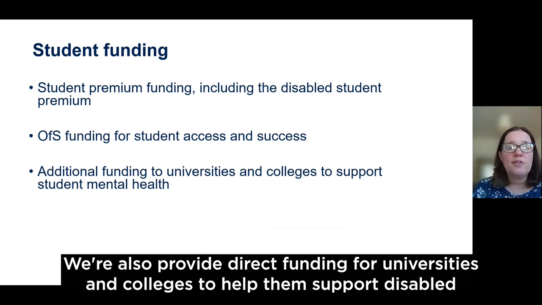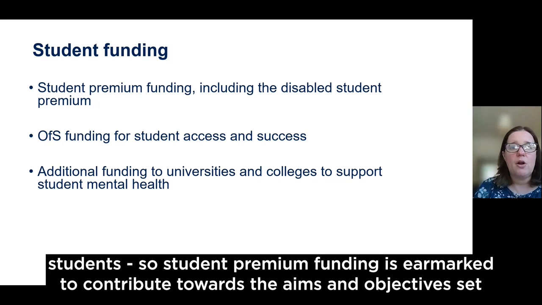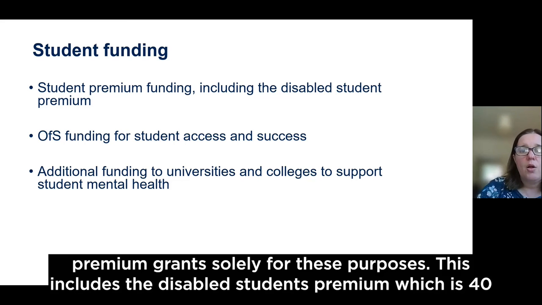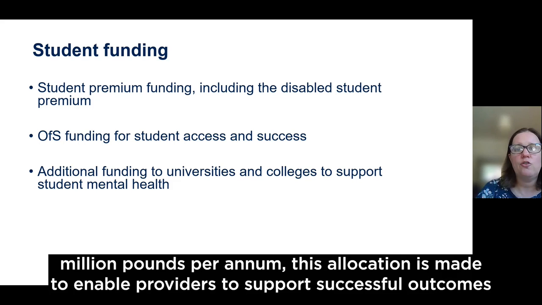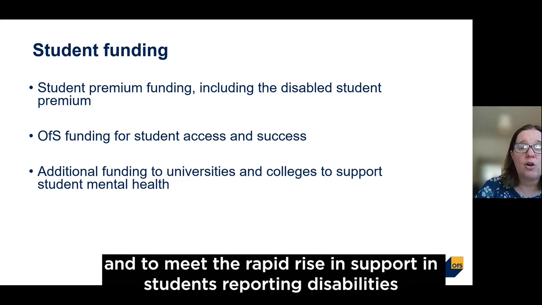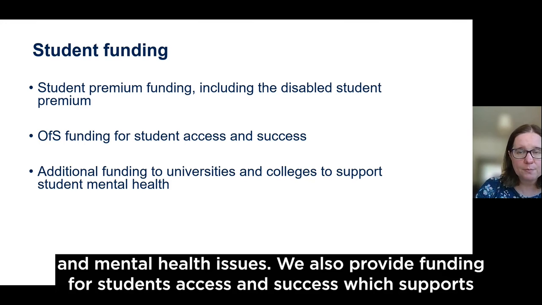We also provide direct funding for universities and colleges to help them support disabled students. Student premium funding is earmarked to contribute towards the aims and objectives set out in universities and colleges' APPs. And providers must therefore use the student premium grants solely for these purposes. This includes the disabled students premium, which is £40 million per annum. This allocation is made to enable providers to support successful outcomes for disabled students, to move towards implementing more inclusive models of support, and to meet the rapid rise in students reporting disabilities and mental health issues.